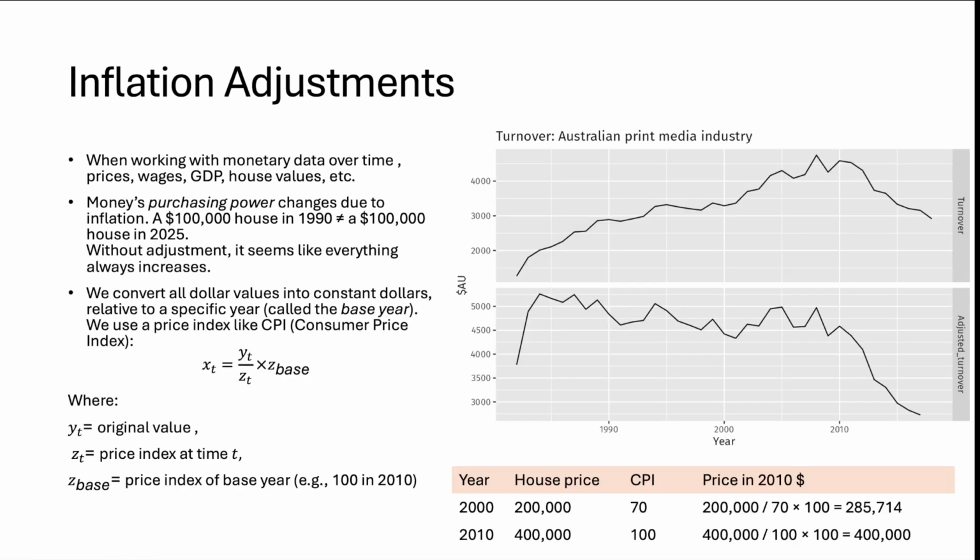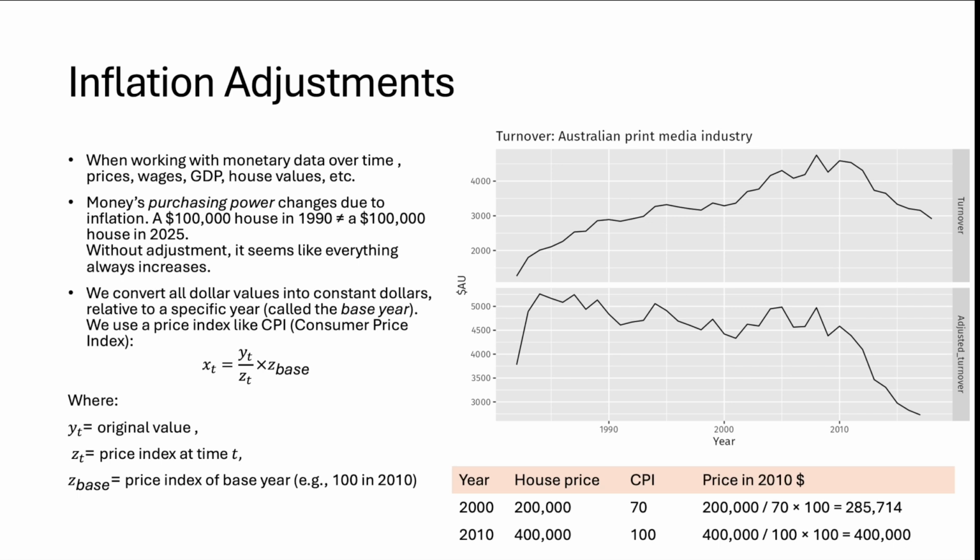The third one, which is a very famous one, is the inflation adjustment. When working with money data over time, like prices, wages, GDP, house prices, then we have to think about the inflation adjustment. Why is that? Because the purchasing power changes because of inflation. Like if you buy a house in 1990 or 2000, suppose that it's $100,000, this is not equal to a $100,000 house in 2025.